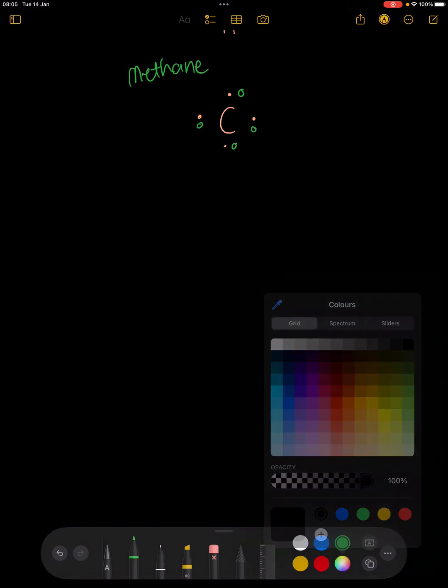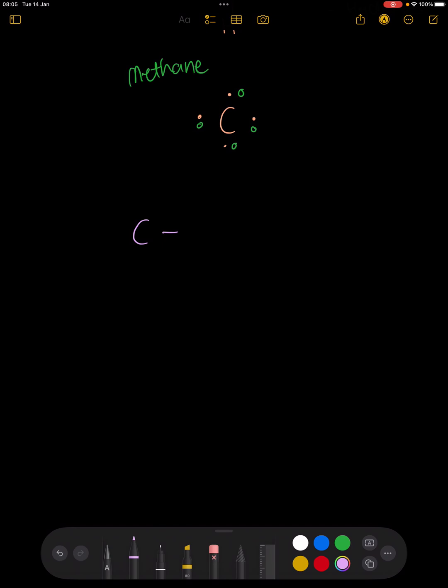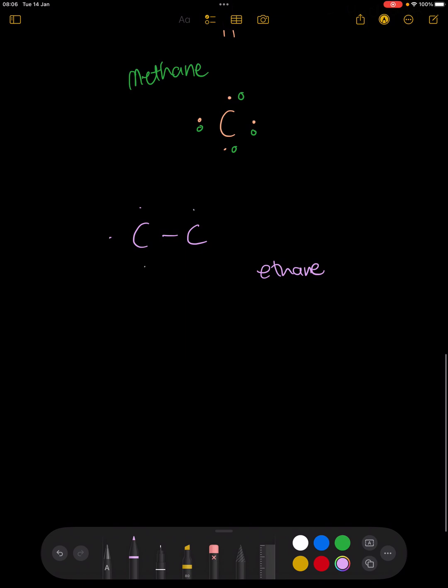So the next one, when we have 2 carbons, remember I said 2 is eth, so this would be ethane. Now once again, carbon has got 4 valence electrons, which means that it has 3 spaces because the other space is taken up by the other carbon. Right, and this is what ethane looks like.